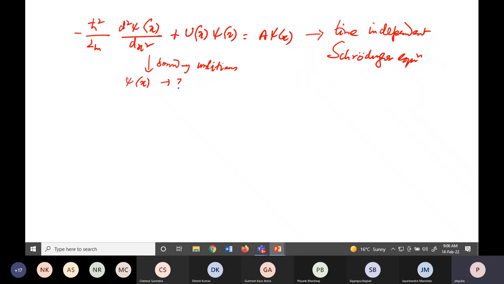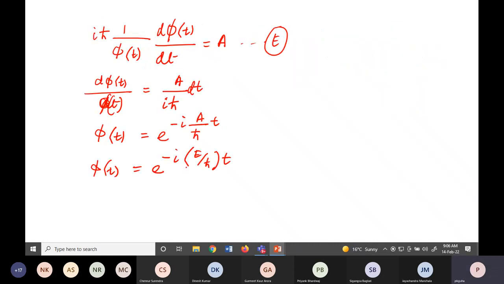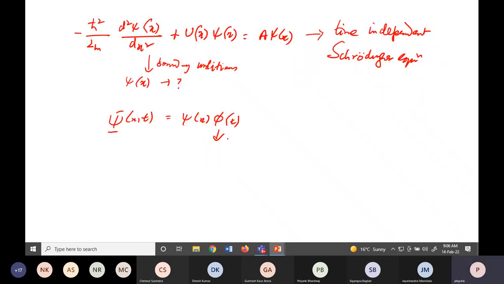Once we find psi of x, the capital psi of x, t, which is the wave function, is nothing but psi of x times phi of t. Phi of t we already know, e to the power minus i E over h bar t, so we can multiply once we get psi of x and get this capital psi of x, t, which is the main wave function.